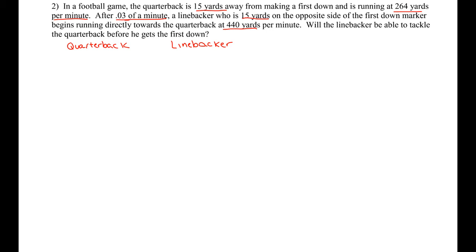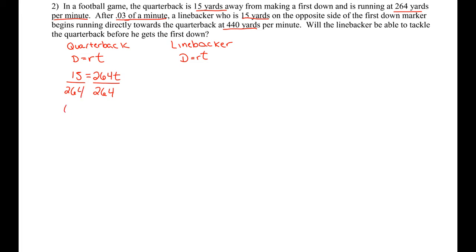For both equations, we are once again going to use the distance formula. For the quarterback, we were told that he was 15 yards away from making a first down, and he was running at a speed of 264 yards per minute. We don't yet know the time, so we're going to replace that with a variable t. Going through and solving for t, I can divide both sides of the equation by 264.